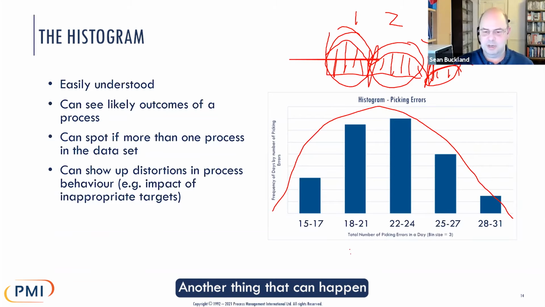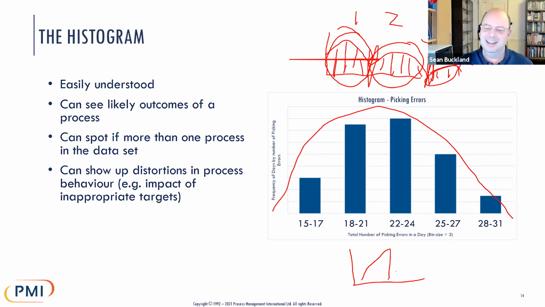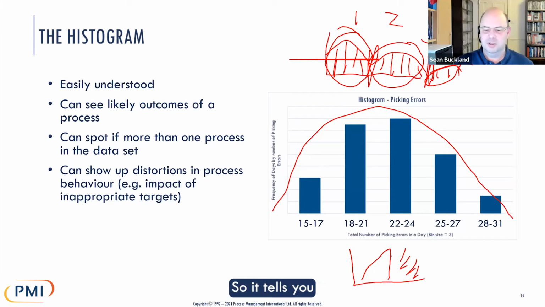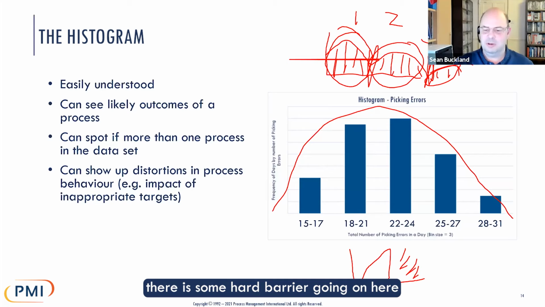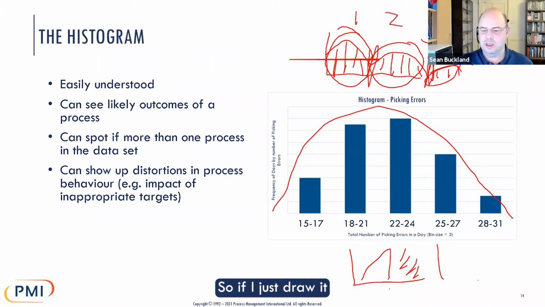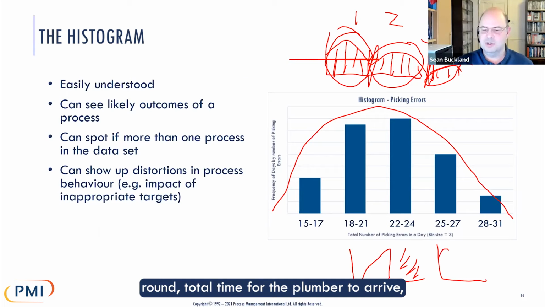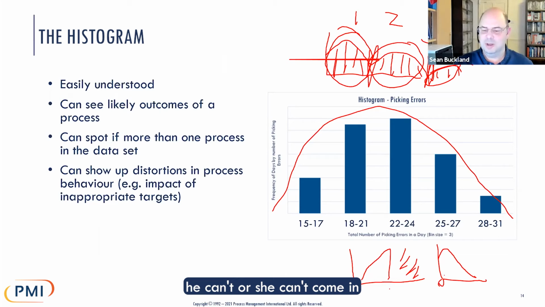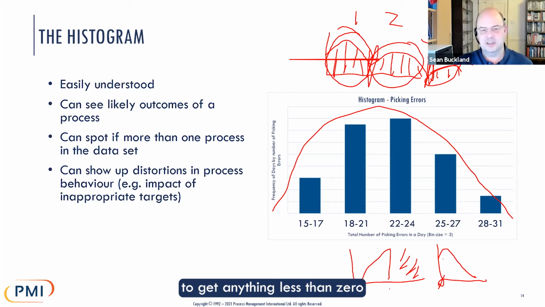Another thing that can happen is this. You can see a process that just stops abruptly, and you can see that that's not how nature works. So it tells you there is some hard barrier going on here. Sometimes it's a physical barrier. If I draw it the other way around, total time for the plumber to arrive, he or she can't come in less than 0 seconds. So you're unlikely to get anything less than 0 unless you've got an error in your data.